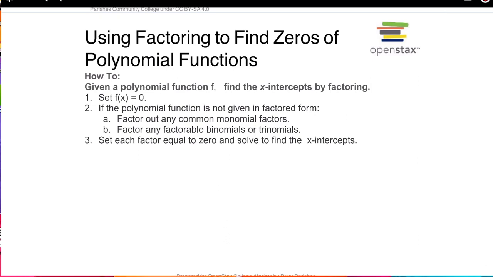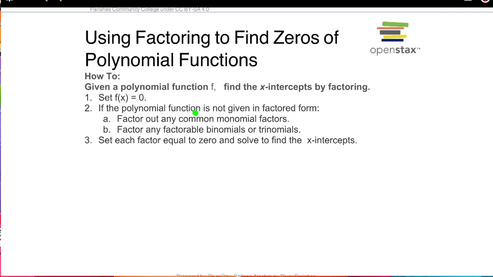So let's look at those steps. First things first, if they ask you, given the polynomial function f, find the x-intercepts by factoring, the first thing you're going to do is set f of x equal to 0. Because you're finding the x-intercepts, and that's what you do. You set the y or the function equal to 0.